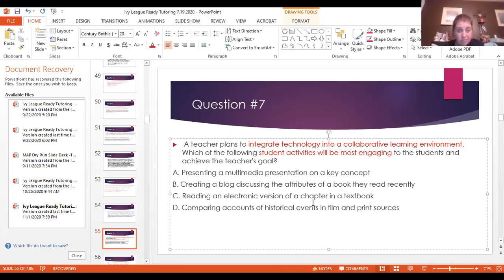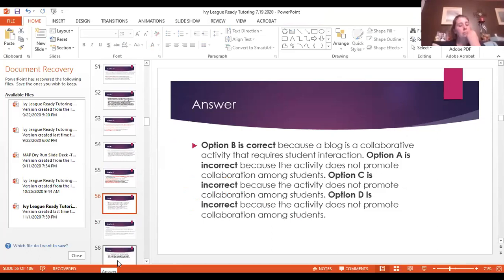We saw a question like this that was very similar. People are lazy. It's not going to go too far from the competency. So what do we think? Very similar question from two different resources. So if we said B, we're absolutely correct, because what? A blog is a collaborative activity that requires student interaction, right? So that would absolutely be correct.